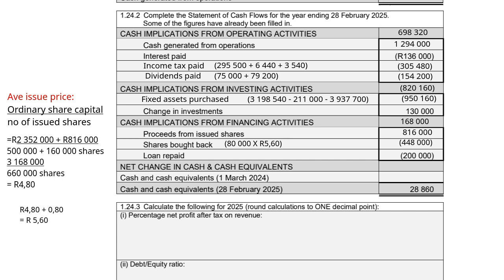So your net change in cash and cash equivalents will be your cash implications from operating activities minus your cash implications from investing activities and adding your cash implications from financing activities. And that will give you an amount of 46,160. Your cash and cash equivalents at the end of the year was given as 28,860. Then you work backwards to get your cash and cash equivalents on the 1st of March, and that will give you an amount in brackets of 17,300 Rand.